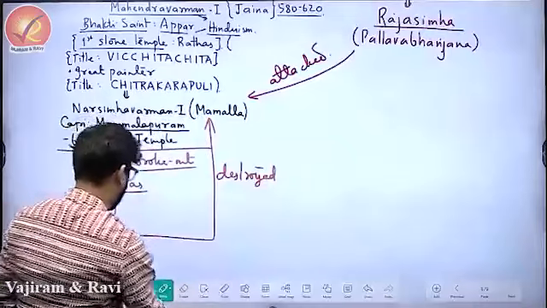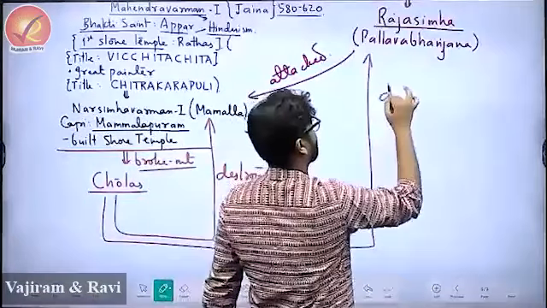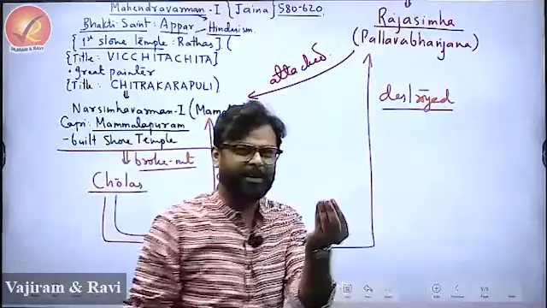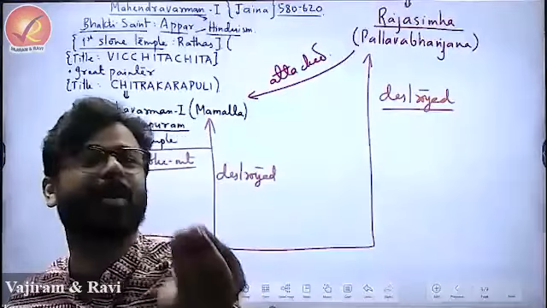And then they went and destroyed the Pandyans. But there was one problem, they could not destroy the Pandyans completely. 10% of the Pandyans were left. That is why Aishwarya was so angry.